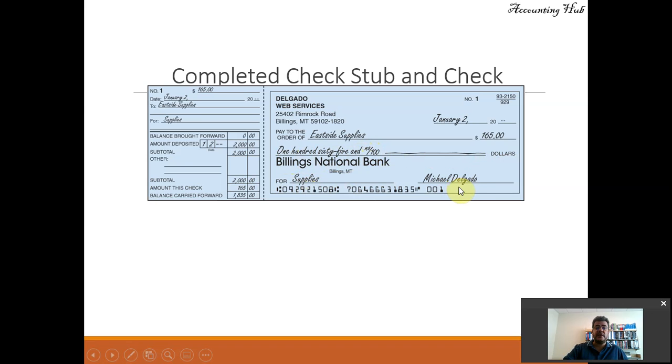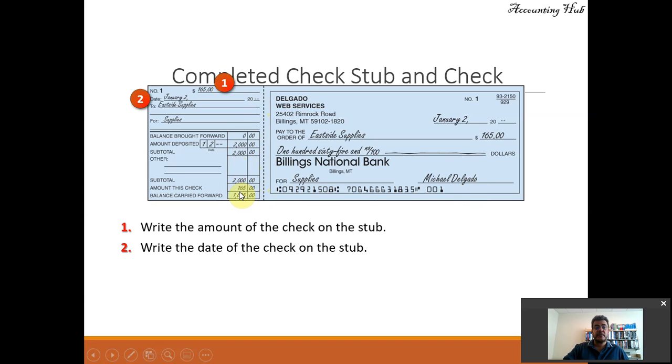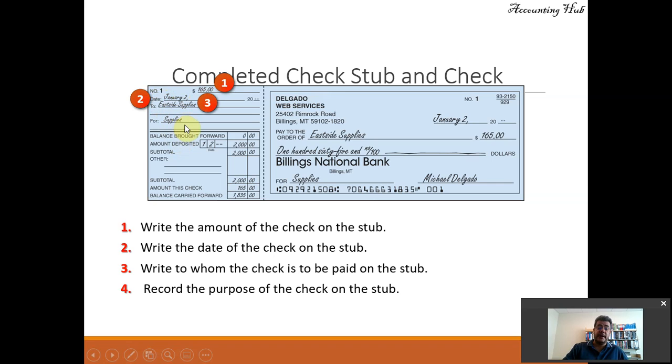How do I complete the stub? First of all, write the amount of the check on the stub. Remember the check stub of the deposit? It is this first part here. It is here first: the amount of the check, the date, to whom the check is to be paid, East Side Supplies, and for what, the purpose of the check, supplies.